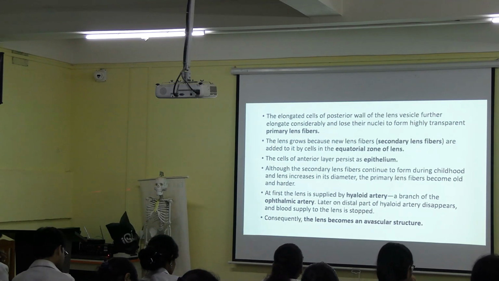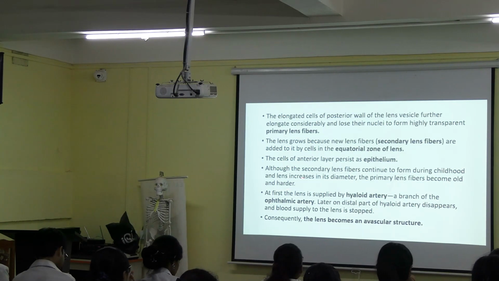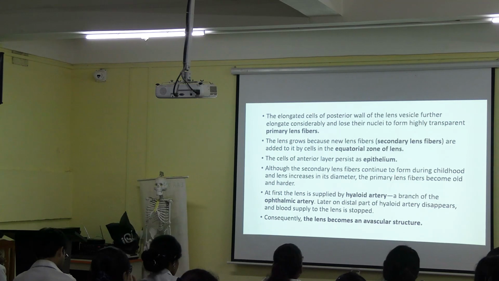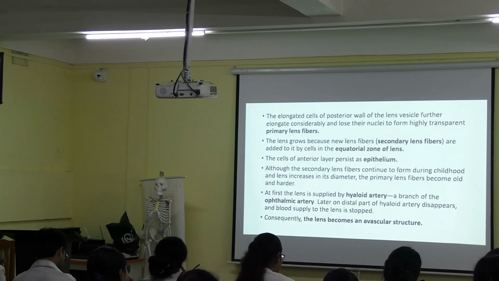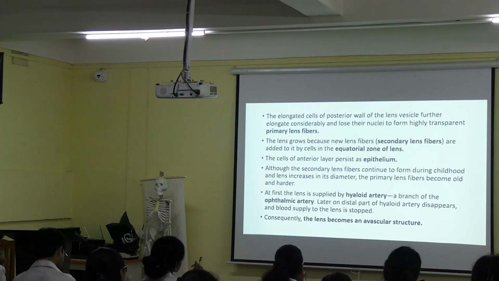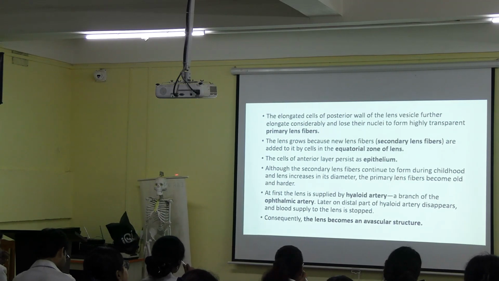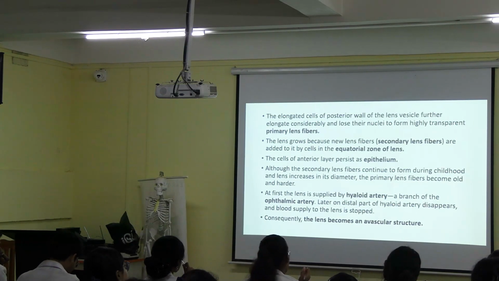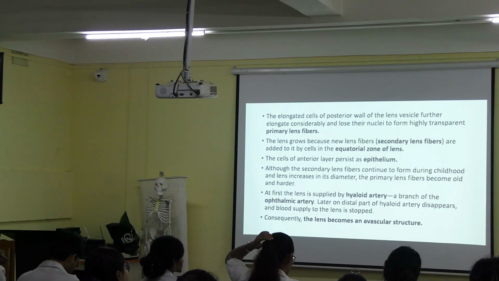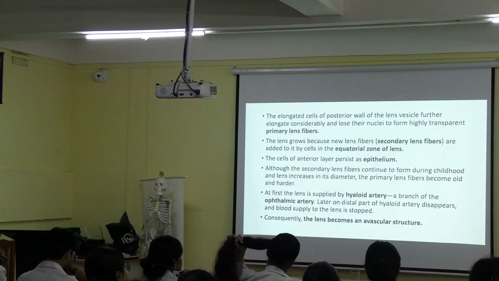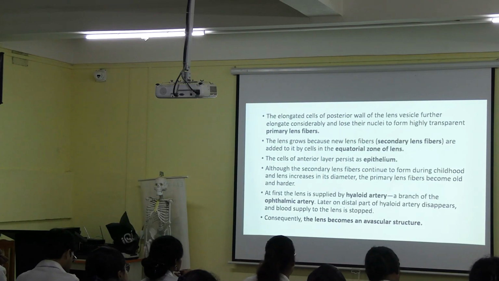Okay. The cells of the anterior layer persist as epithelium. Although the secondary lens fibers continue to form during childhood and the lens increases in its diameter, the primary lens fibers become old and harder. At first, the lens is supplied by the hyaloid artery. We have already seen how the formation of the hyaloid artery takes place. So tell me, how does the formation of the hyaloid artery take place?